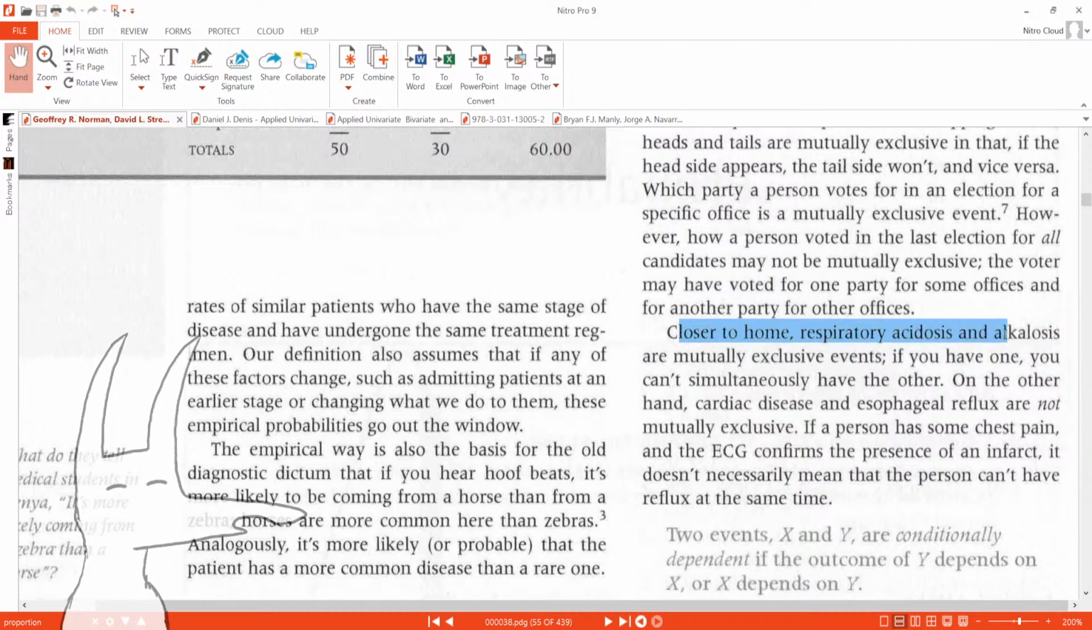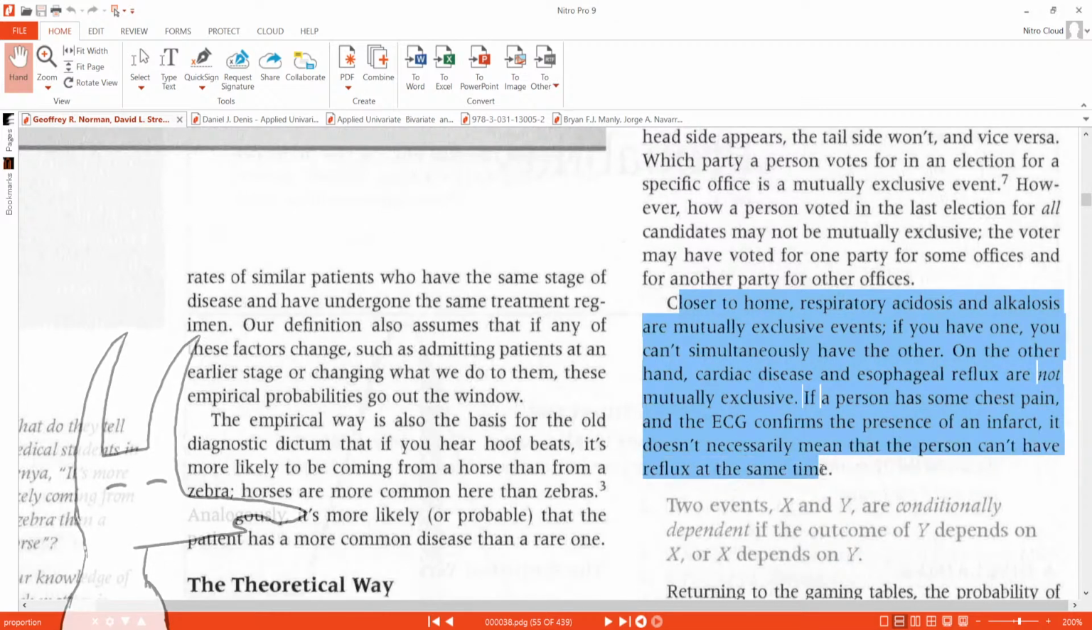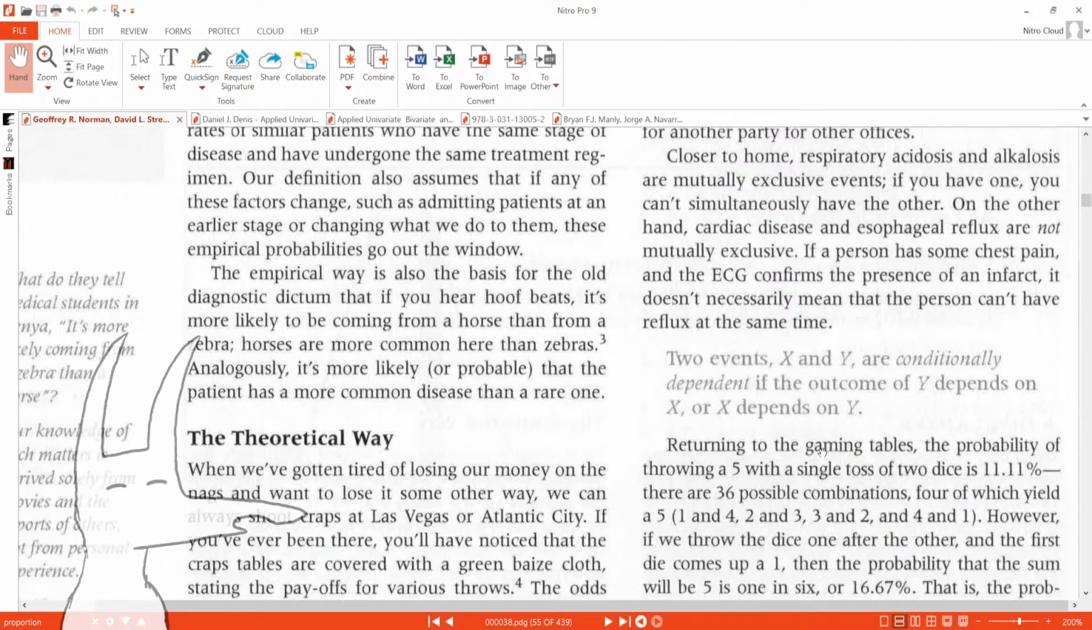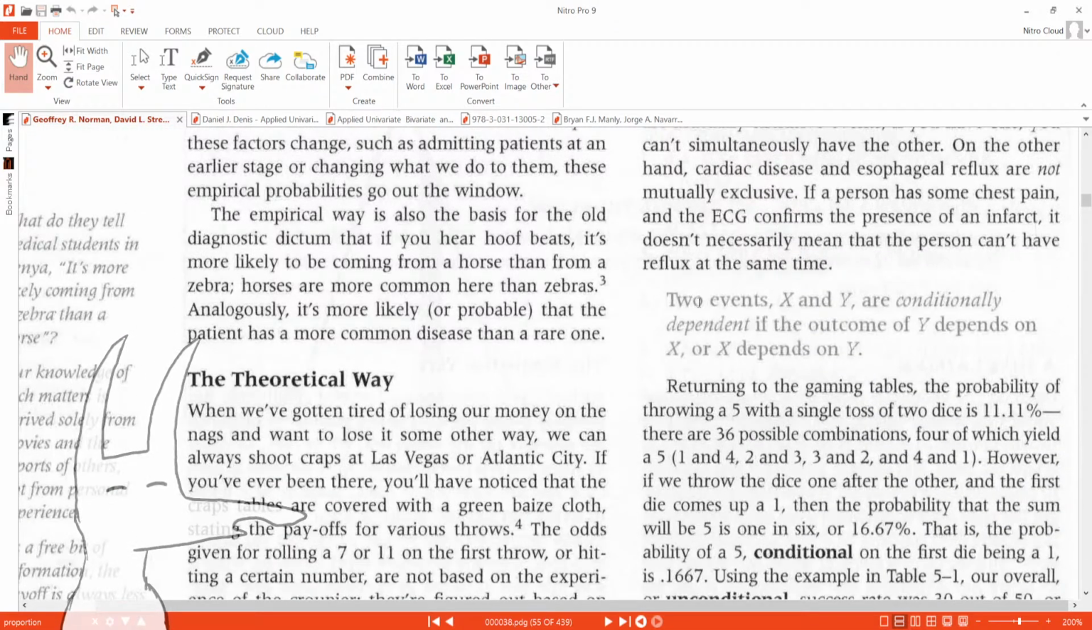Closer to home, respiratory acidosis and alkalosis are mutually exclusive events. If you have one, you can't simultaneously have the other. On the other hand, cardiac disease and esophageal reflux are not mutually exclusive. If a person has some chest pain and the ECG confirms the presence of an infarct, it doesn't necessarily mean the person can't have reflux at the same time. Two events, X and Y, are conditionally dependent if the outcome of Y depends on X or X depends on Y.